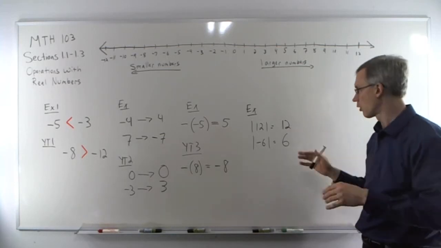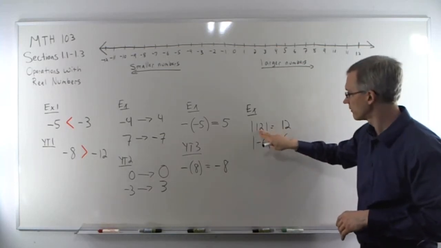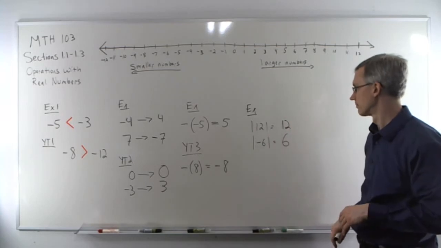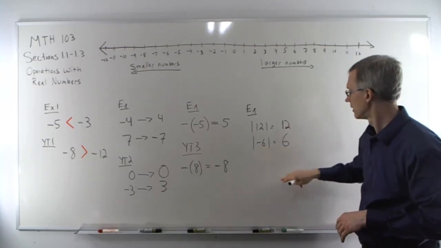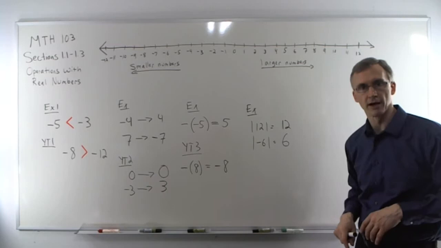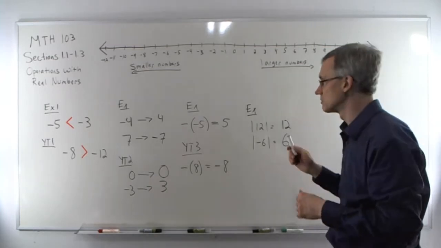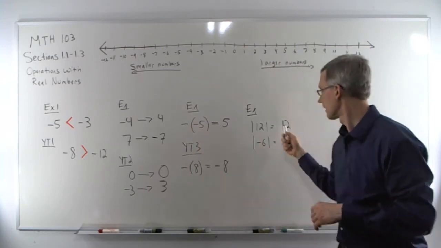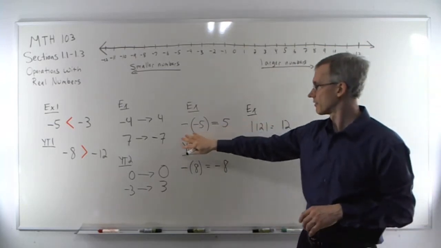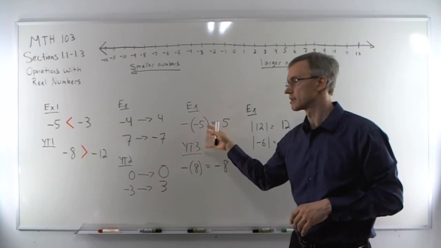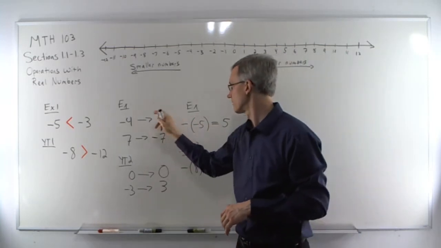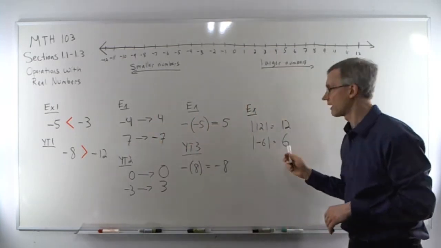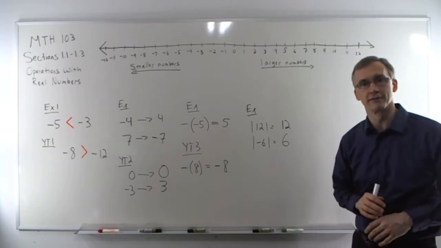So absolute values are always going to be positive. If we have a positive value in there, it's going to stay positive. If we put a negative value in there, it's going to switch to positive. So that's the difference between additive inverses or opposites and absolute values. With additive inverses or opposites, we're always going to switch the sign. We go from negative to positive, positive to negative. But with absolute value, your answer is always positive.